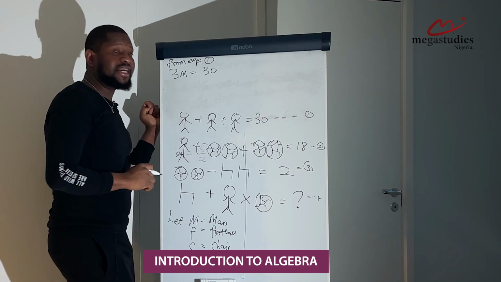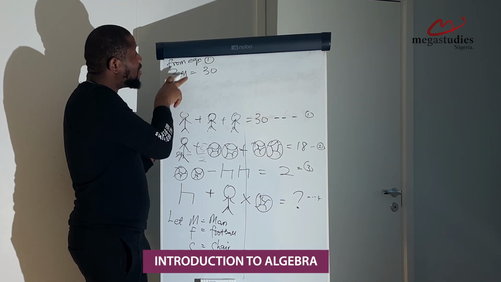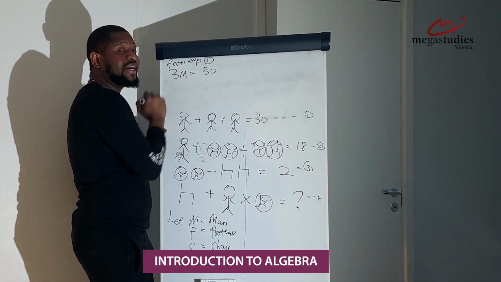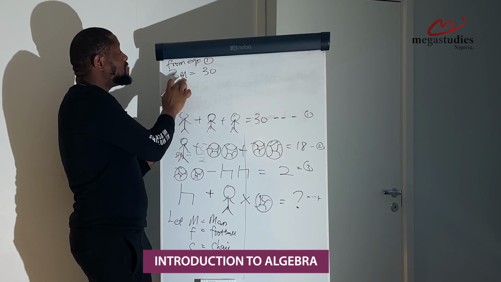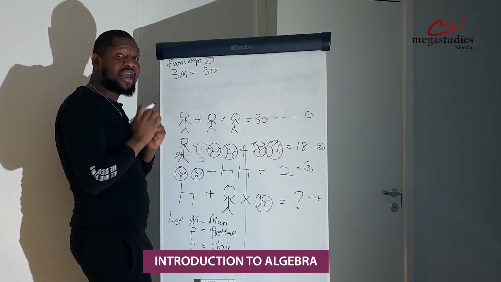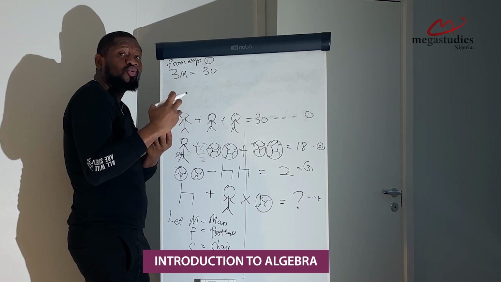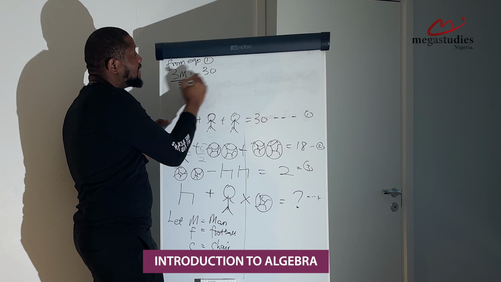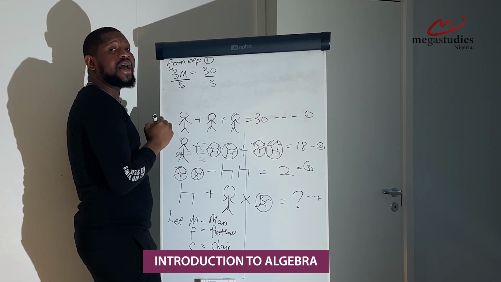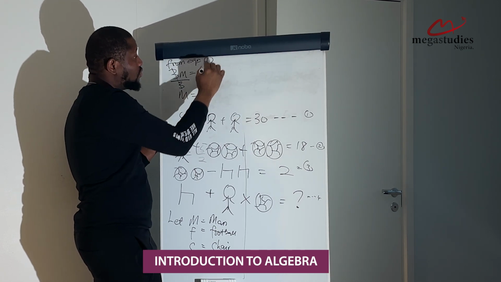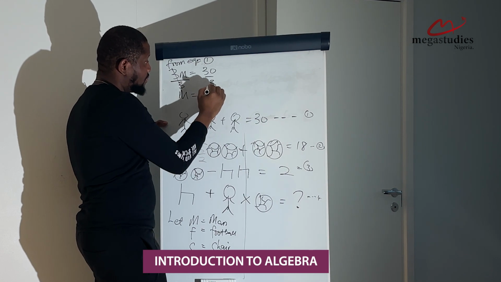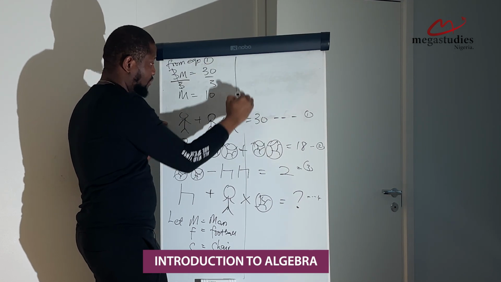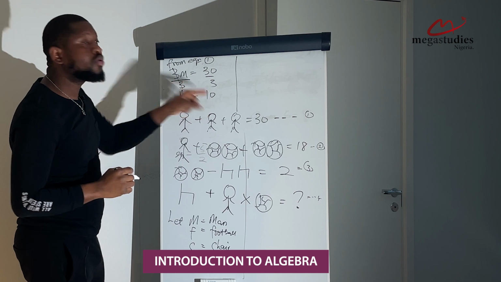So if we are looking for m, we divide both sides by 3, because what is attached to m is 3. You divide both sides by 3. When 3 divides this, we have m standing on its own. Then we have this 10. Then m is equal to 10.